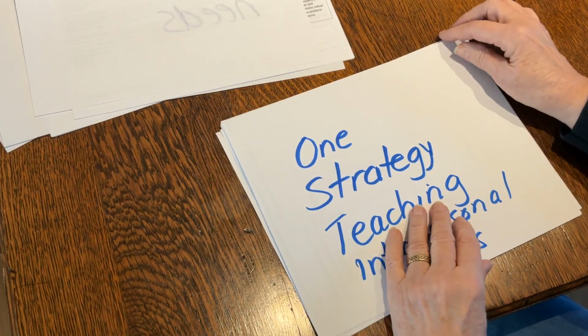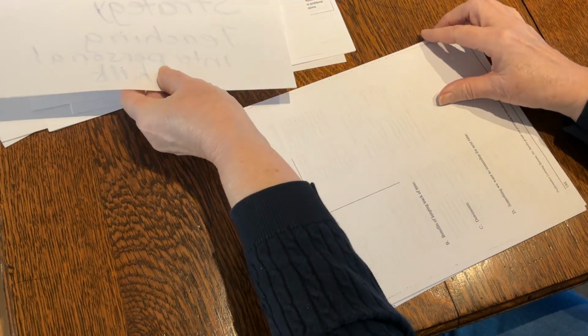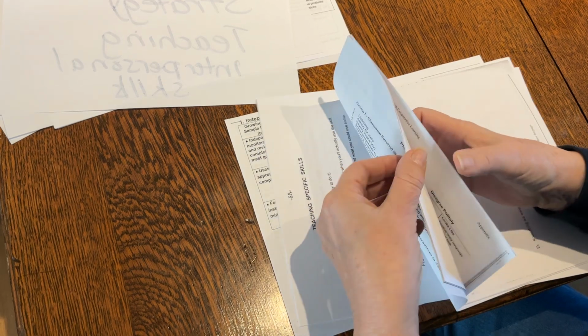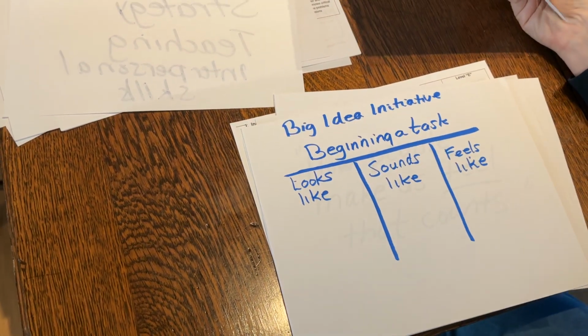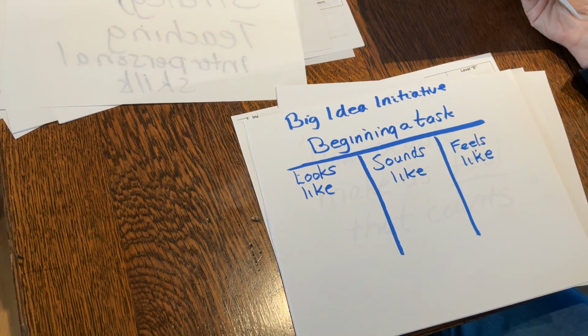So how to teach them? There's 3 strategies. One is teaching interpersonal skills. And the interpersonal skills can be anything that you break down. So for instance, the big idea might be initiative, and maybe it's beginning a task, because you've got students who just don't know how to begin them.